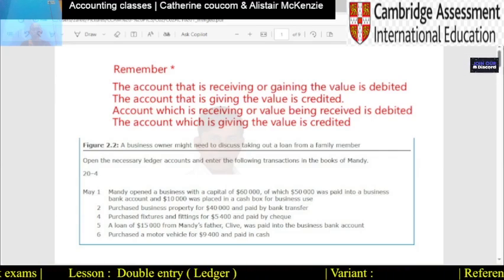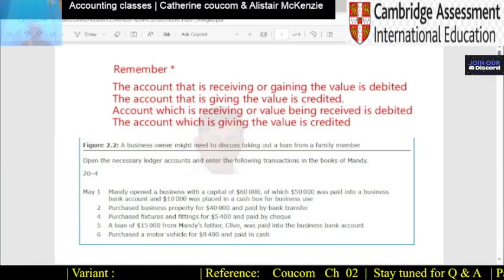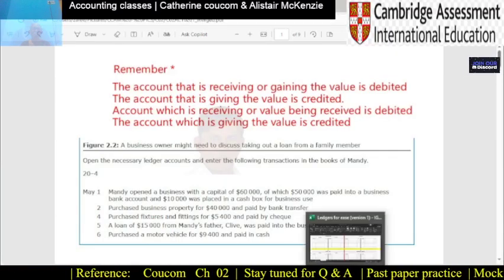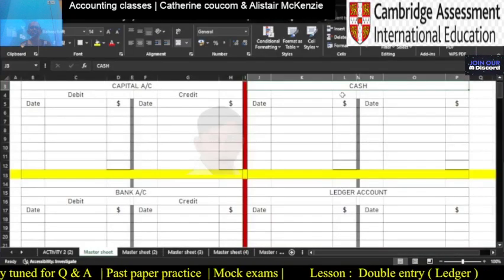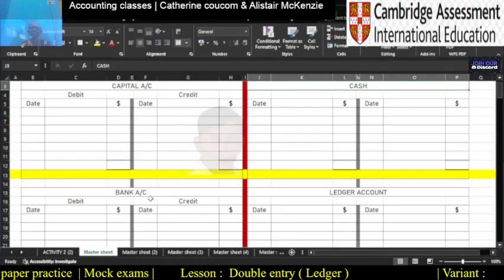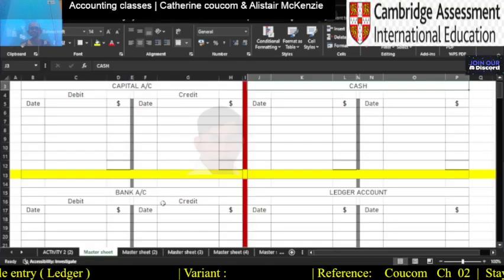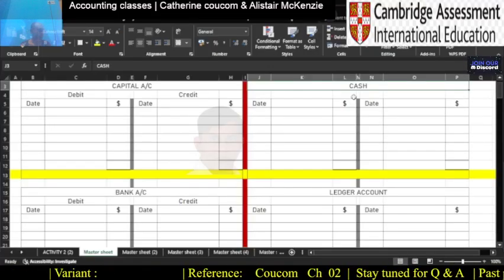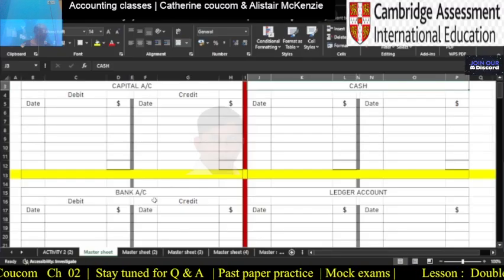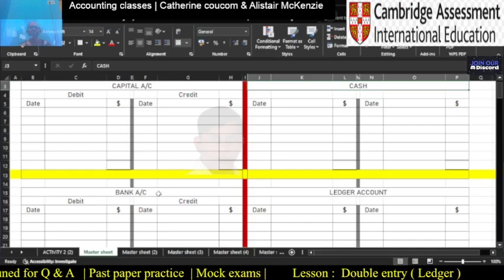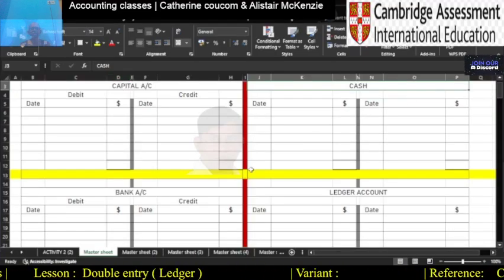So how do we do this? We need to open the necessary ledger accounts. Capital account is one, cash account is another, and bank account is another. So we have to open capital account, cash account, and bank account. Which account is giving? Capital account is giving. Which account has received? Cash account and bank account have received. So to proceed, we have opened capital account, cash account, and bank account.